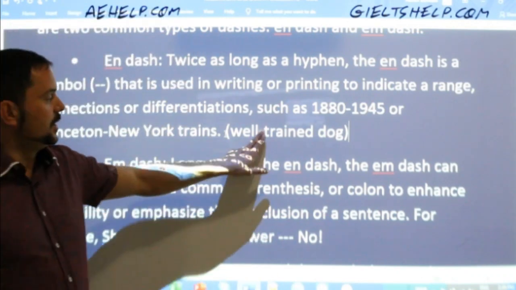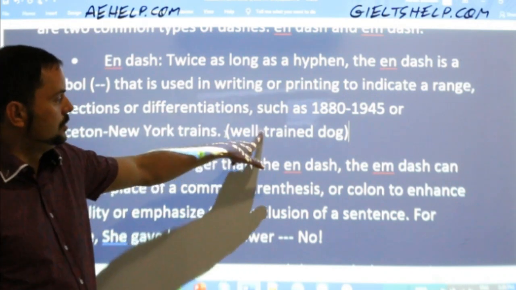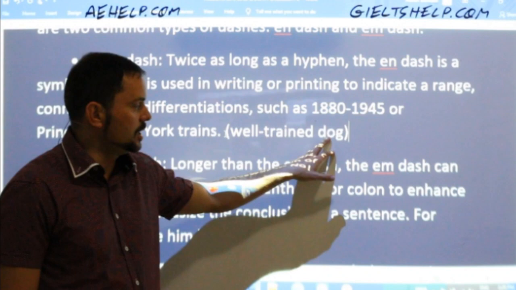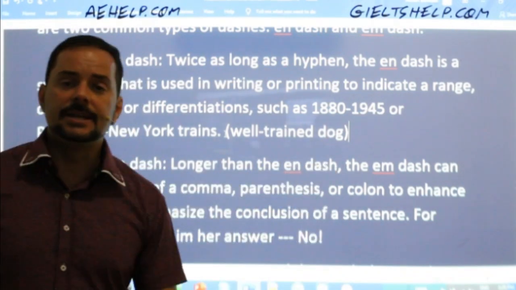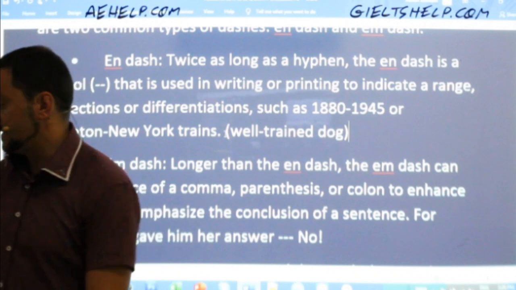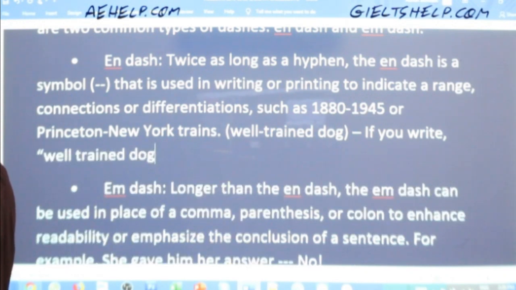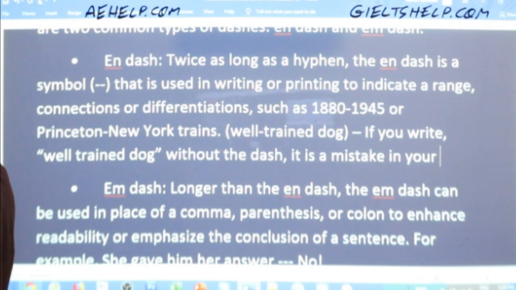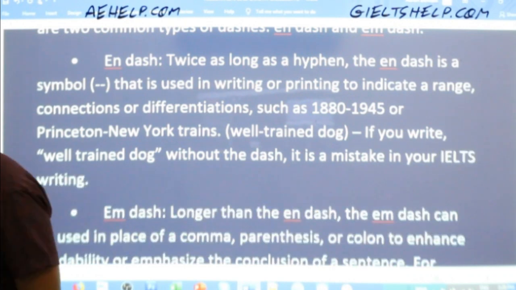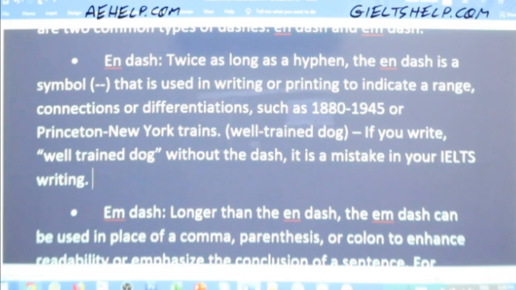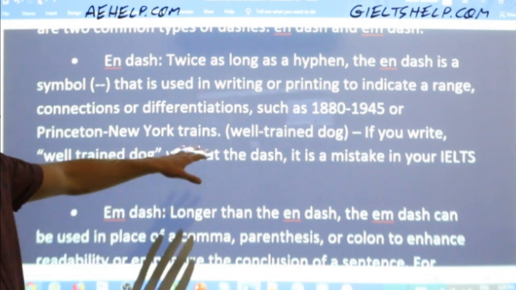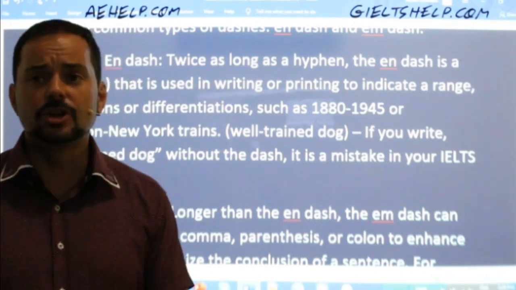If you just say well trained dog with no dash here, it's a mistake. And that is counted as a mistake in the IELTS exam. So if you write well trained dog without the dash, it is a mistake in your IELTS writing. So again, punctuation marks do matter. Keep that in mind. Make sure to practice those.